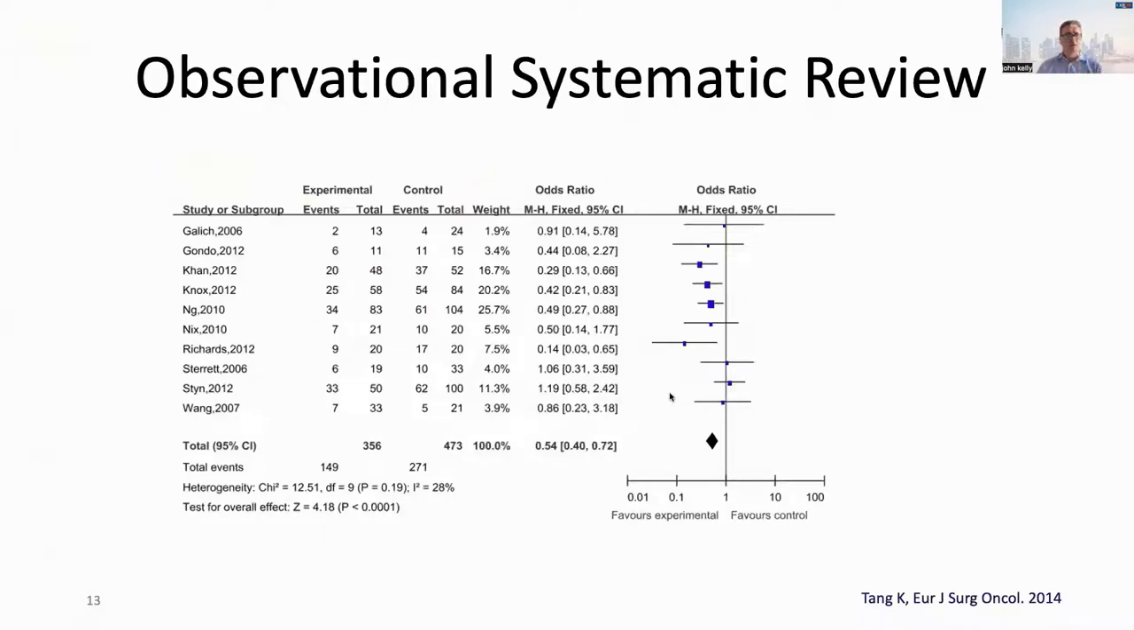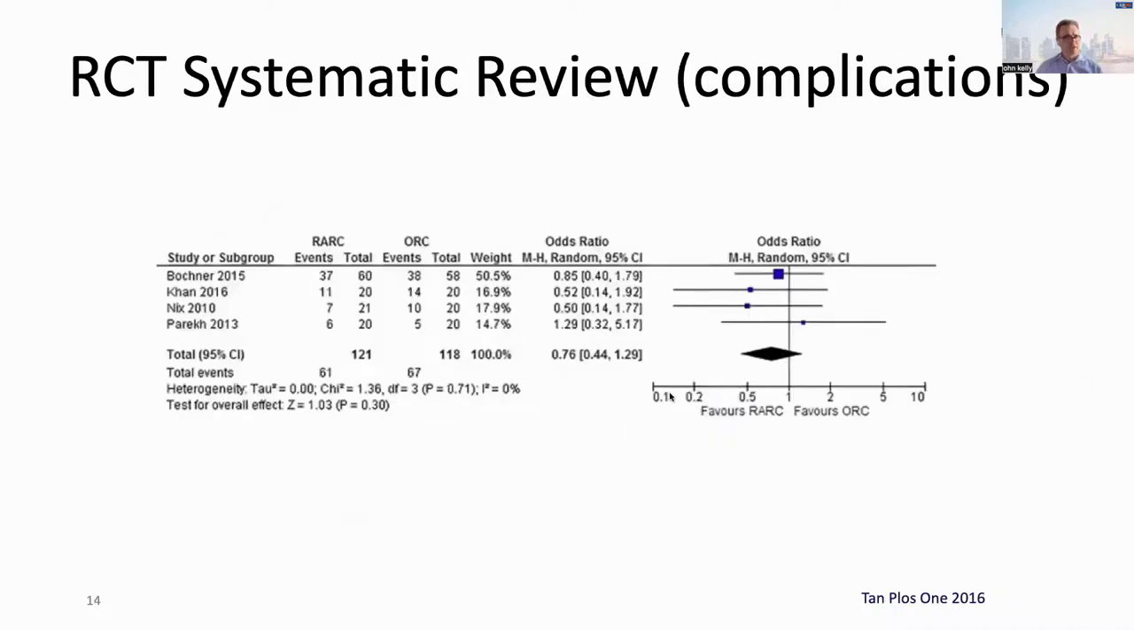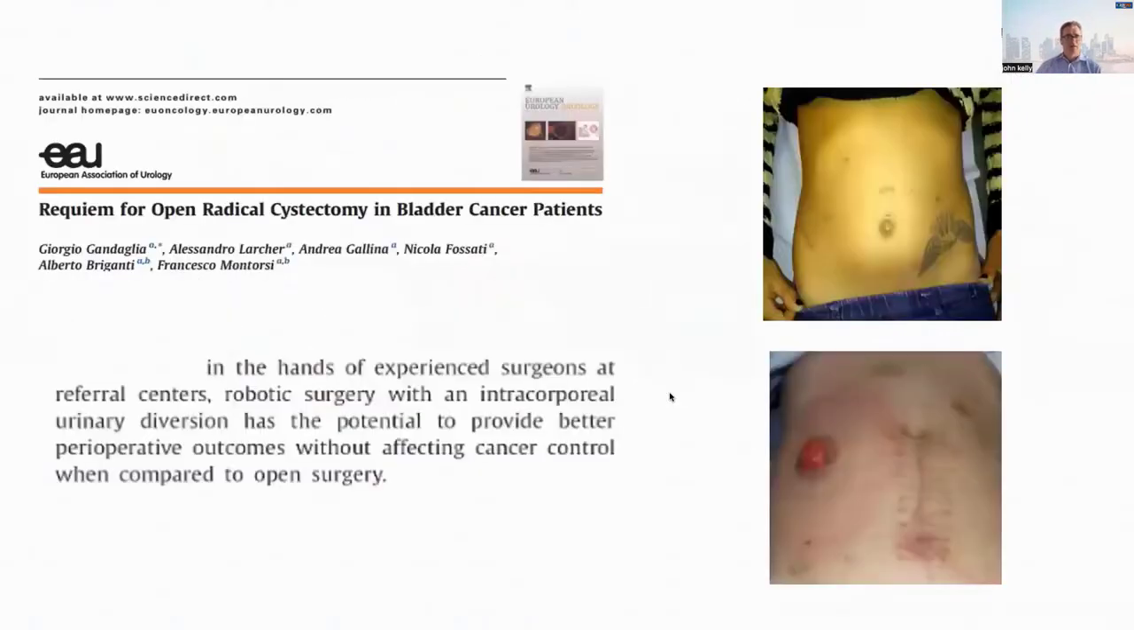When we look at our data across observational meta-analyses of systematic reviews, we see a benefit for robotic over open surgery. However, it's interesting that when we look at this relation and we include only randomized data, we don't see that relationship. Nonetheless, our perception is that the robotic technique is far superior to open surgery. And we agreed with the editorial in European Urology that in the hands of experienced surgeons, robotic surgery with intracorporeal urinary diversion has the potential to provide better perioperative outcomes.